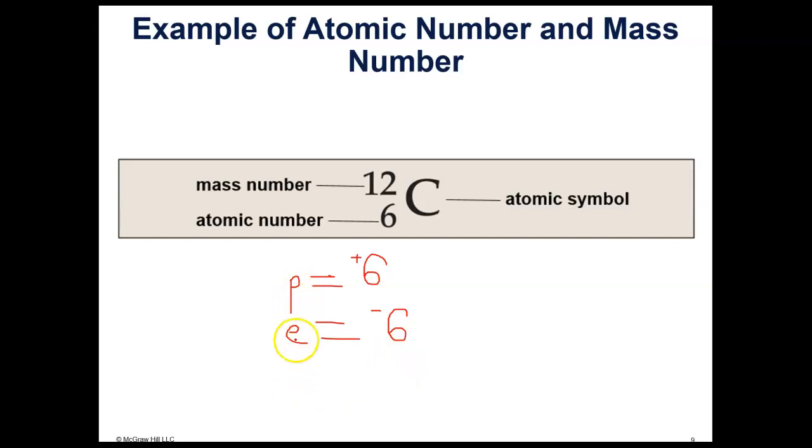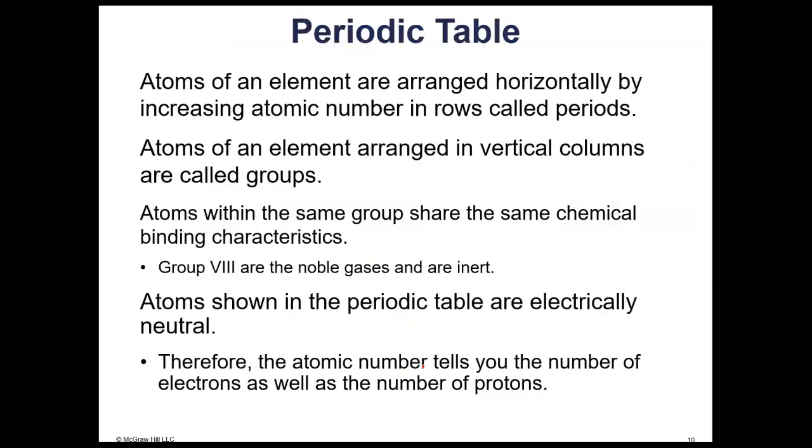So for this element, carbon, the number of protons is 6. The number of electrons is 6. And then we have the number of neutrons. We will calculate the number of neutrons by taking the mass number and subtracting the atomic number. So that's also going to give us 6. It's not always going to be the same number of neutrons. You always need to subtract the atomic number from the mass number to get the neutrons.